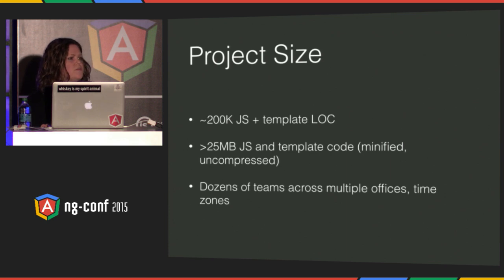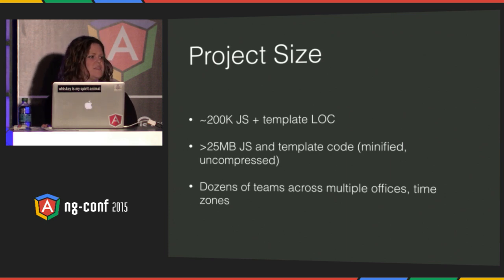Our project is one of the biggest Angular-based applications at Google. It currently includes somewhere on the order of 200,000 lines of JavaScript and template code, and that does not include comments and whitespace. All compiled, that adds up to over 25 megabytes of JavaScript and template code before it's compressed.